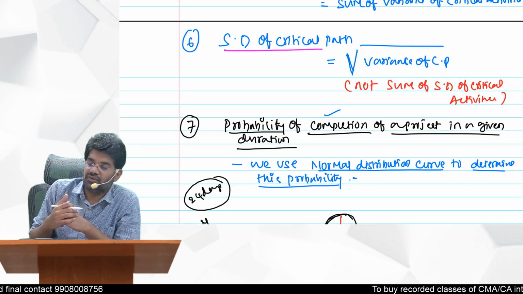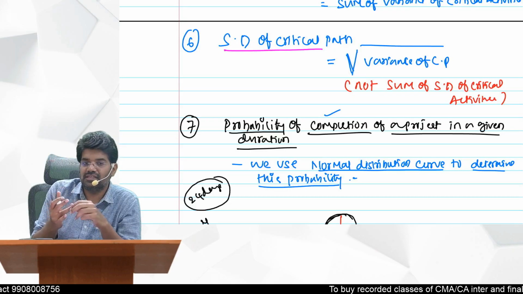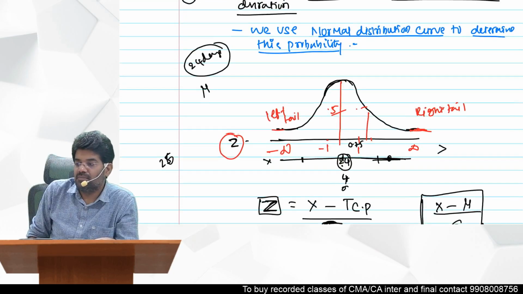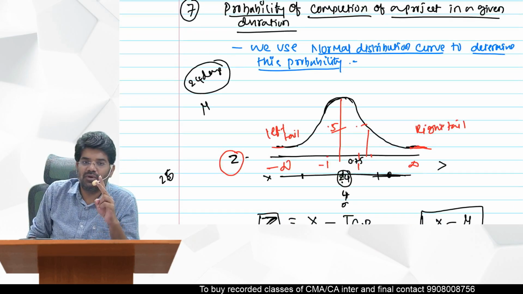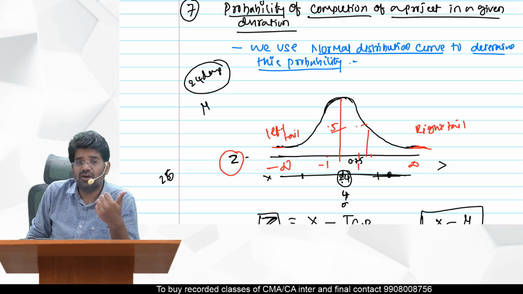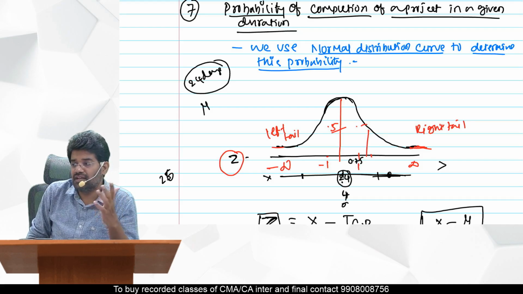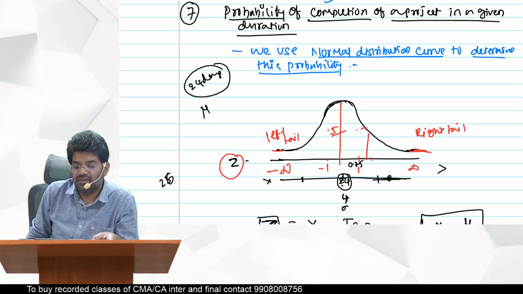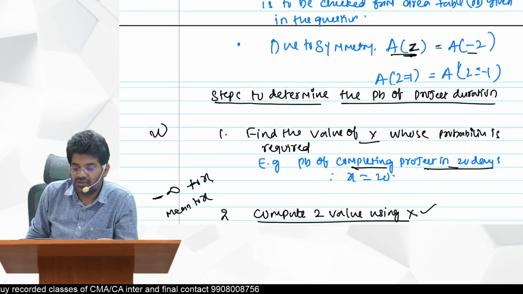After that, how do you find the probability of completion of a project in a given duration? First you should know the x value, then calculate the z value. Referring to the table, find the probability. There are two types of tables you might get: one is the standard normal table, the other one is the cumulative table.